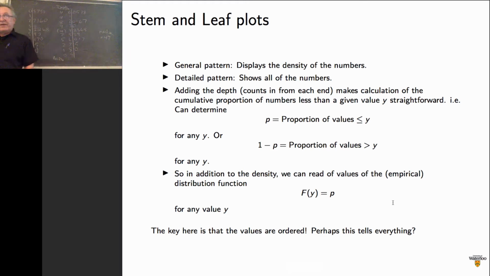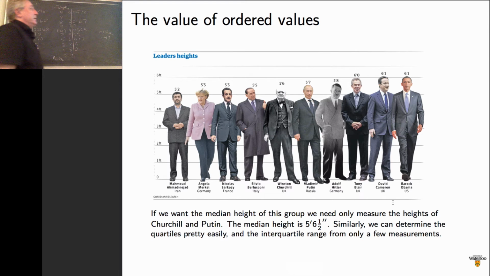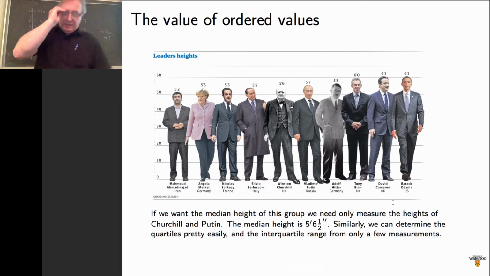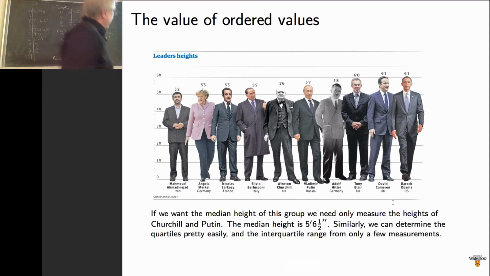So the key here, I think, is the values, and the question is, maybe, is that enough? Maybe we should just look at ordered values. So here's an ordering of heights of the world's leaders at a particular time. Winston Churchill's there, Adolf Hitler's there, others. And none of these people are in power now. Oh, Putin, good old Putin. And then we have their heights. And what I've done is sorted the heights from shortest to tallest.